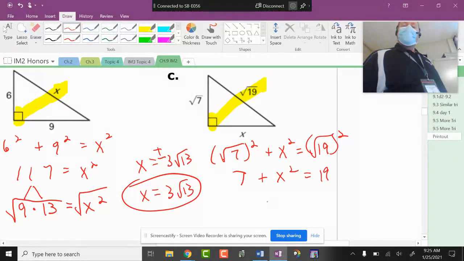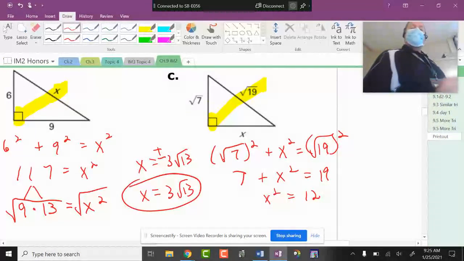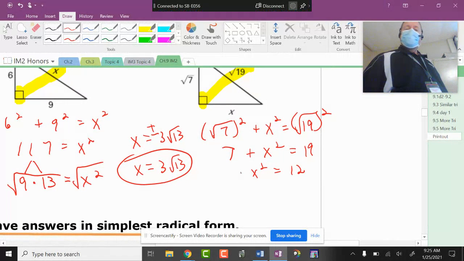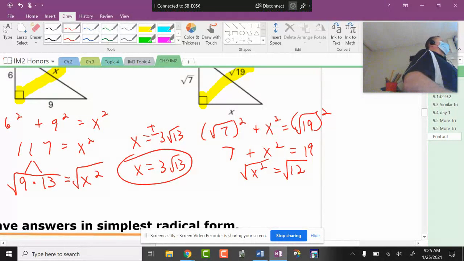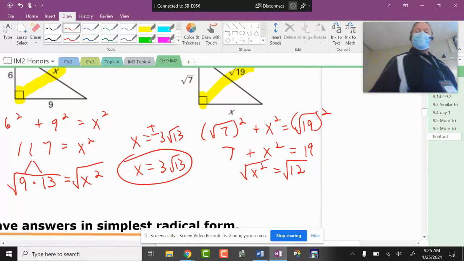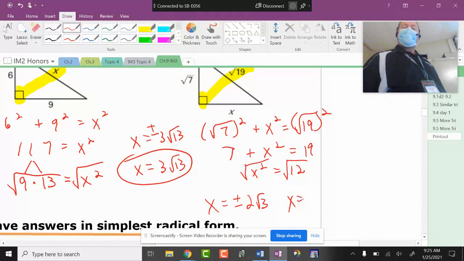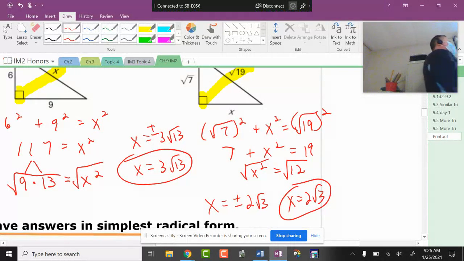And then, Matt, subtracting 7, what's the square root of 12 simplify to? You're right, because 12 is 4 times 3. Square root of 4 is 2. So now we're back to simplifying square roots. That is why we got to get our stuff done so we can move on and use it later. This is a huge concept throughout the whole year of simplifying radicals.